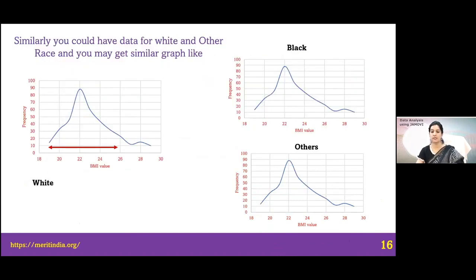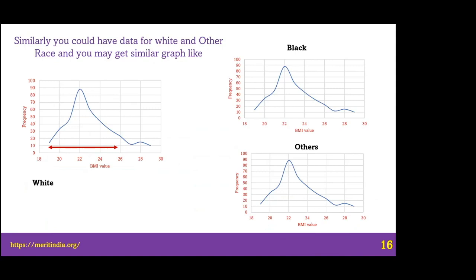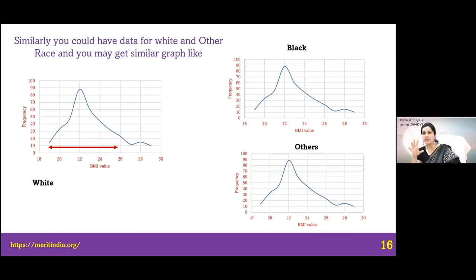Now, if you see these 3 graphs, what are you seeing here? Can anyone explain this graph to me? There are 3 races: white, black, and others. What are these 3 graphs? Within the group, they are normally distributed. So that means it is the within group variance. All the 3 graphs which you are seeing now are the within group variance.